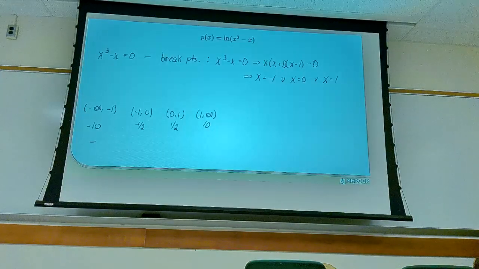And then the same thing, -1/2. Negative times positive times negative. Right? -1/2 plus 1 is positive. That's positive. 1/2: positive, positive, negative. Right? 1/2 minus 1 is negative. So 2 positives and a negative is negative. And then 10, this one's really easy. Positive, positive, positive. So that's positive.